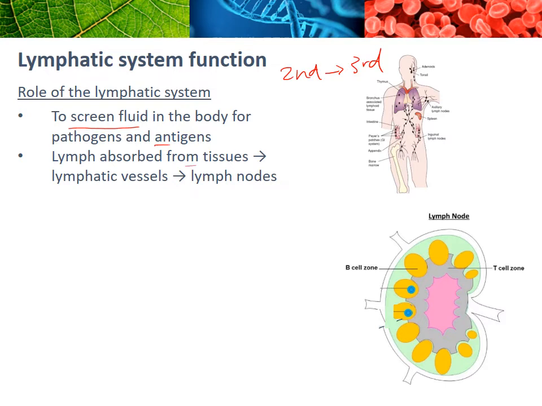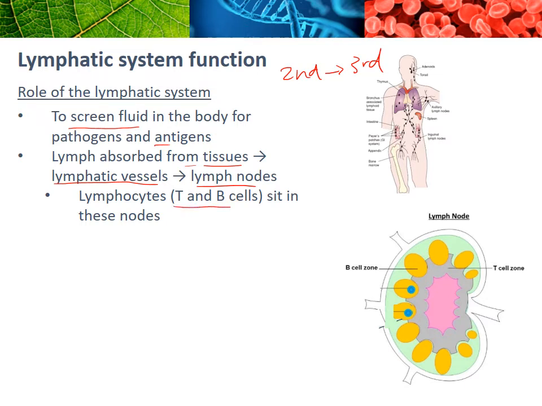As we said, the lymph gets absorbed from tissues, goes through the lymphatic vessels into the lymph nodes. And then this is where our lymphocytes come in. Our T cells and B cells live in those nodes, which we talked about. If you look at this picture, there's a T cell zone and a B cell zone. So this would be full of B cells, just sitting there waiting for their moment in the sun. T cells live in this bit. They're just sitting there.